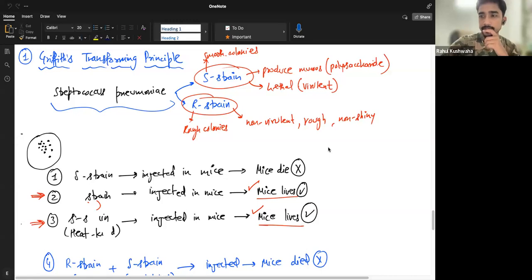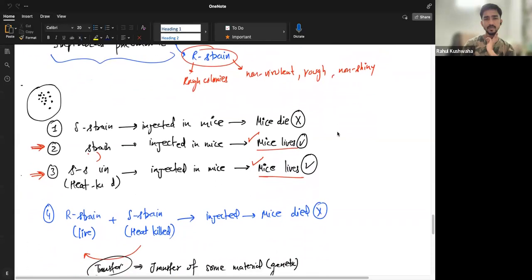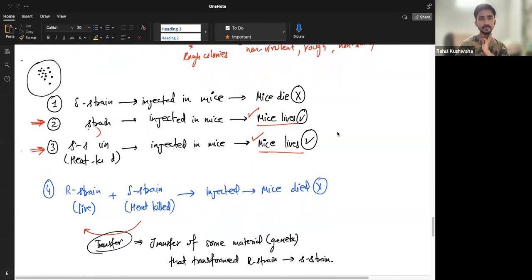So we studied Griffith's transforming principle. Griffith performed an experiment where he took a type of Streptococcus pneumoniae and injected two types of strain into mice, S strain and R strain. What was the experiment quickly, and what did we learn from it?